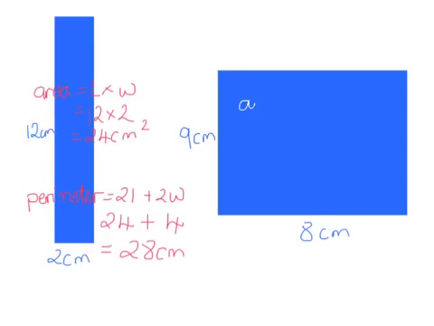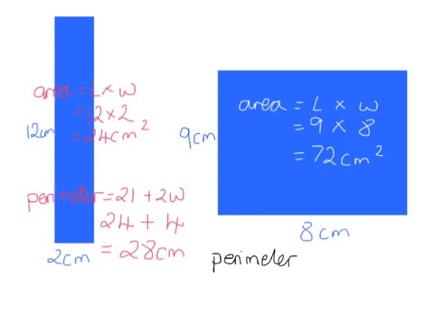On this rectangle, our area equals our length multiplied by the width, and the area is 9 multiplied by 8, which gives me a total of 72 centimetres squared. The perimeter is 2 lengths plus 2 widths, so 2 lengths is going to be 18 and 2 widths is going to be 16. And that gives us a perimeter of 34 centimetres.